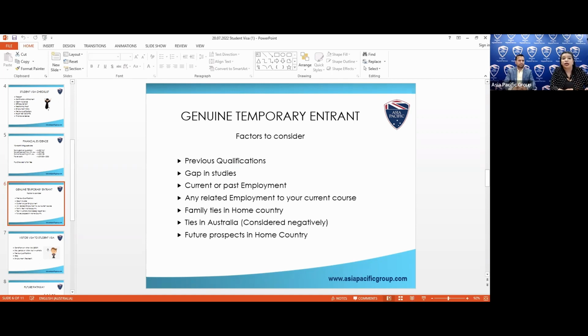I think family ties and relations matter. If you have any property, even that matters, that you have something for which you will go back. Sometimes even employment letters help. Your employer from back home gives you a letter that you will complete this qualification, and then when you come back, you will have an upper position in the same company. Even that helps. But again, I'll say that GTE is not something which we can explain fully here.